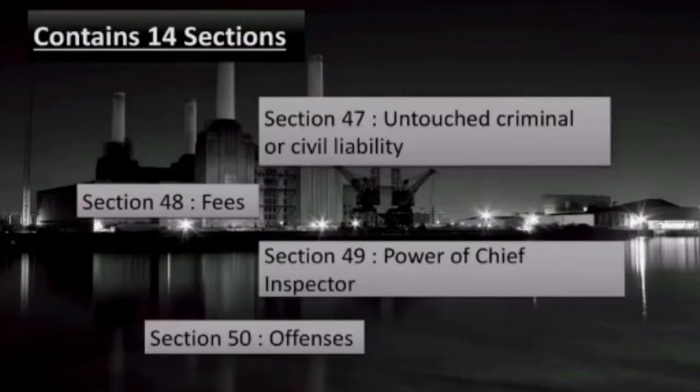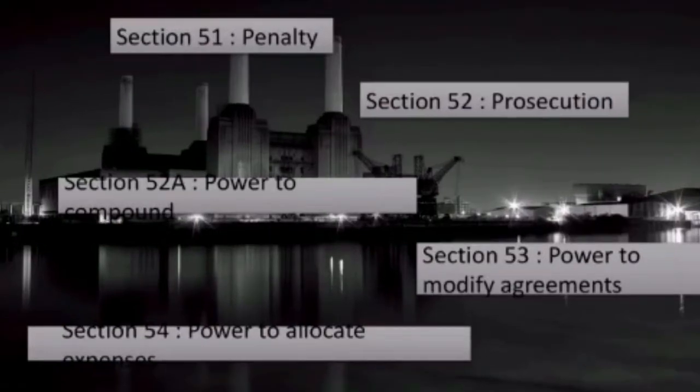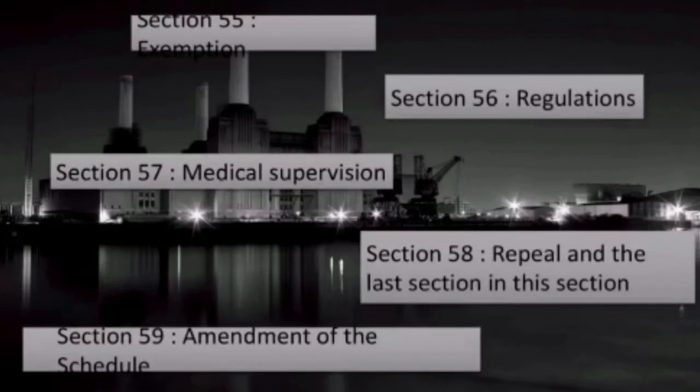It contains 40 sections. Section 47 is untouched criminal or civil liability. Section 48 is fees. Section 49, power of chief inspector. Section 50 is offences. Section 51 is penalty. Section 52, prosecutions. Section 52A, power to compound. Section 53, power to modify agreements. Section 54, power to allocate expenses. Section 55 is exemptions. Section 56 is regulations. Section 57, medical supervision. Section 58, repeal. And the last section is Section 59, amendment of the schedules.